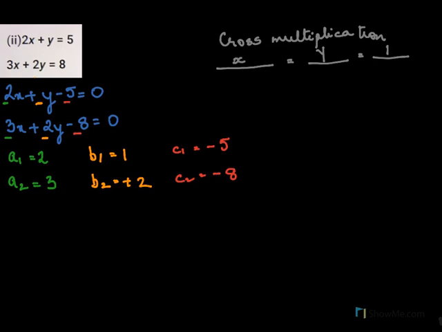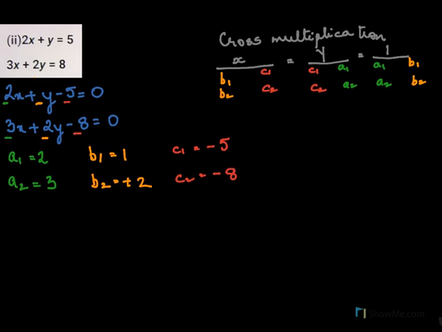Then you need to put your B1, B2 here. After that comes C1, C2. Repeat C1, C2. Then write your A1, A2, repeat A1, A2, and then you end up with B1, B2. The next step is to cross multiply.